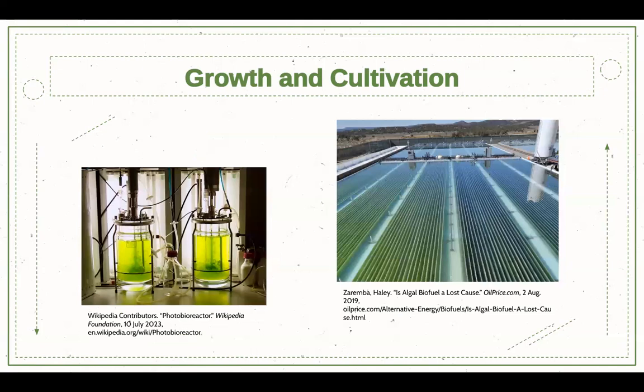Here are a few pictures of these cultivation methods. The credit is given below. These show examples of photobioreactors.